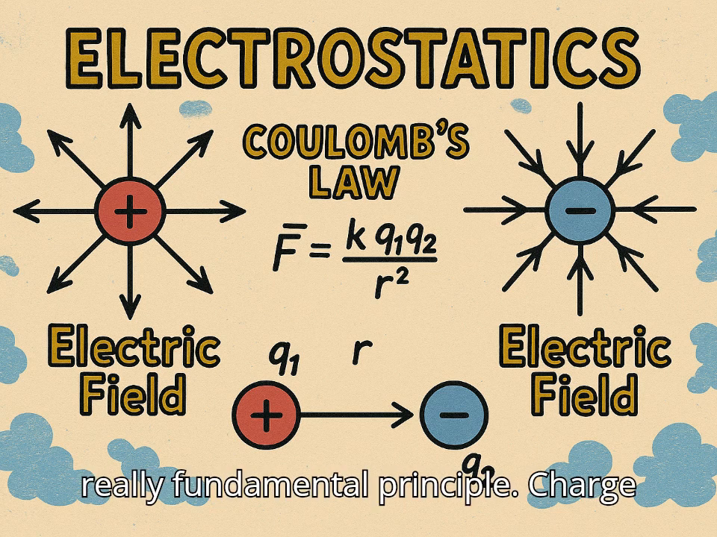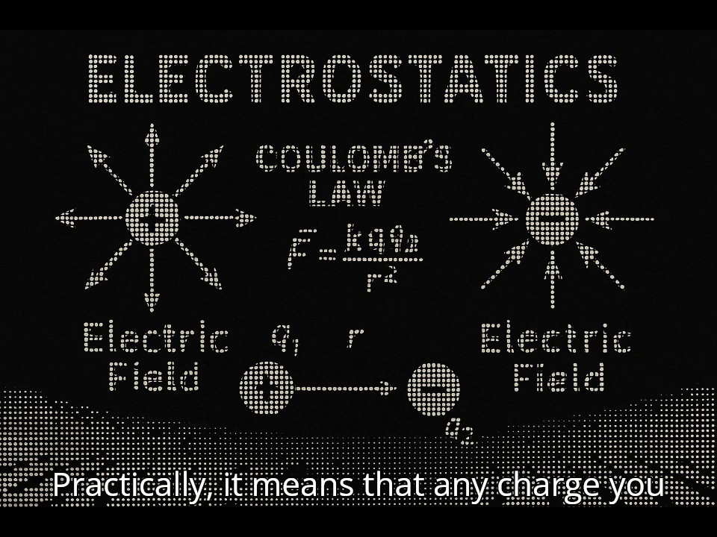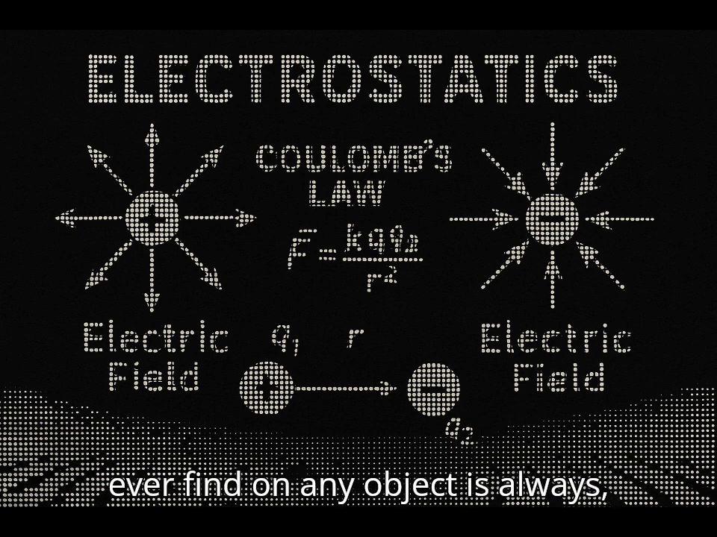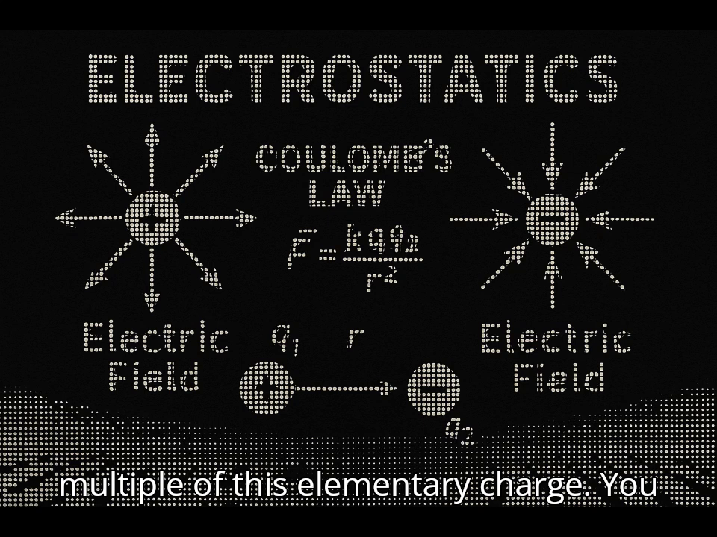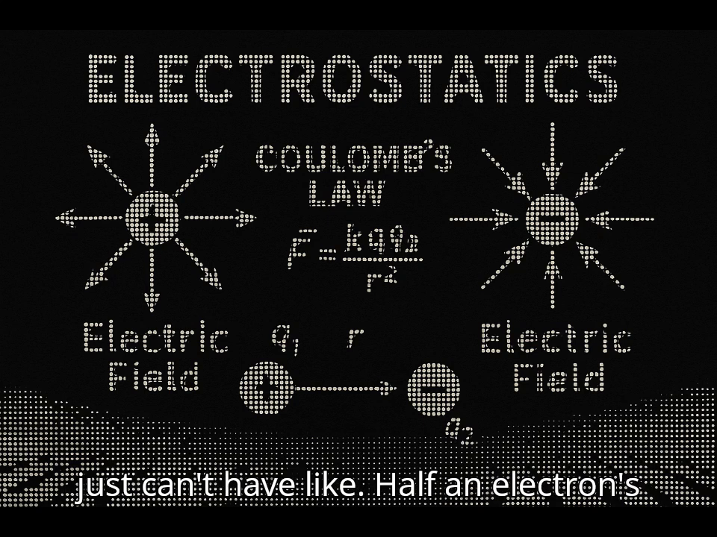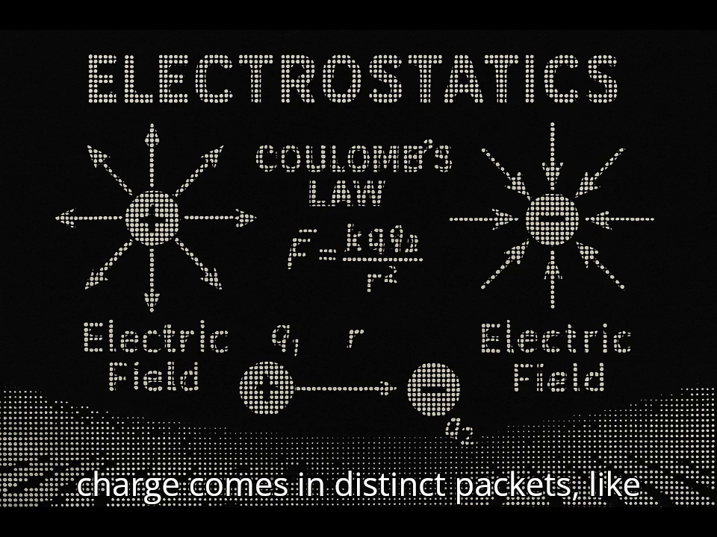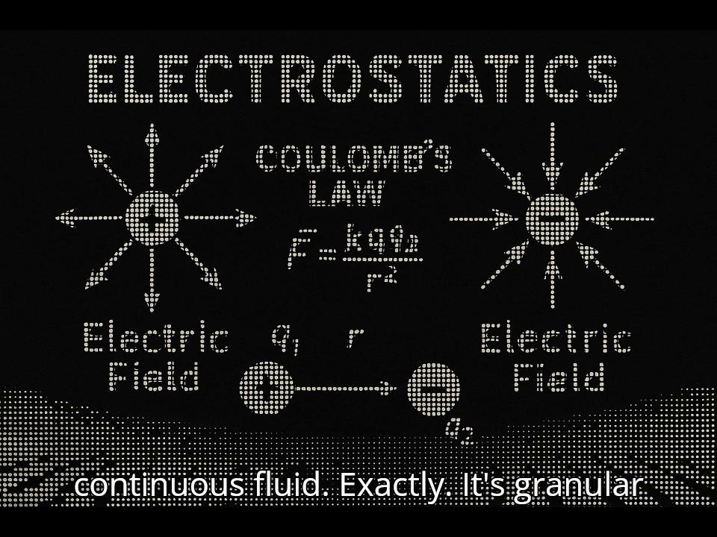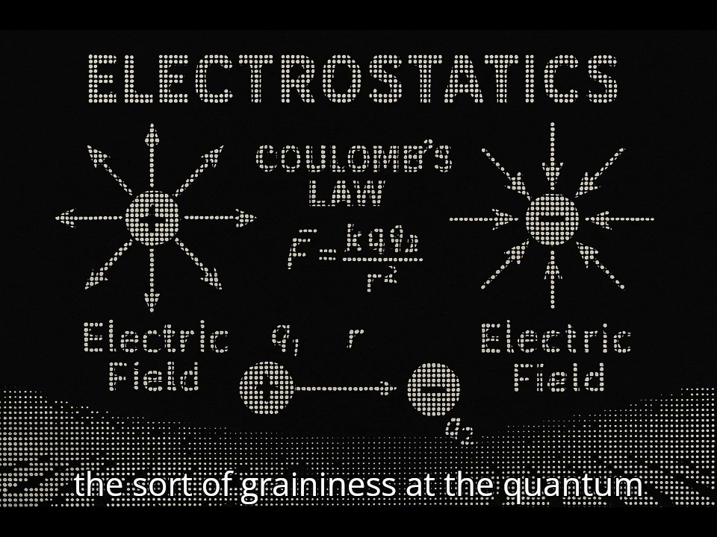And this leads us to a really fundamental principle, charge quantization. Charge quantization. Okay, what does that actually mean practically? It means that any charge you ever find on any object is always going to be a whole number multiple of this elementary charge. You just can't have half an electron's charge floating around on its own. Okay, so charge comes in distinct packets, like little building blocks. It's not a continuous fluid. Exactly. It's granular or quantized. It's a key insight, showing the sort of graininess at the quantum level.